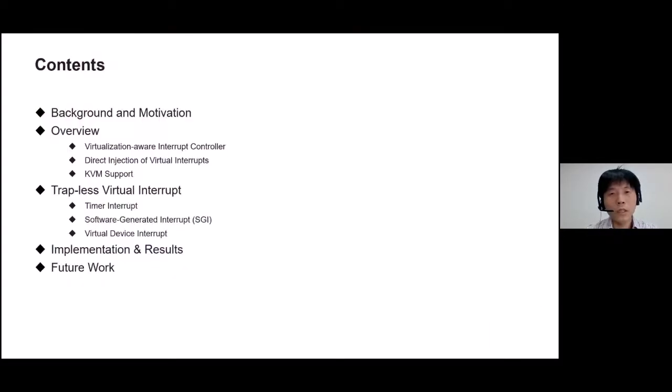In this presentation, I'll first provide some background information on how virtual interrupts are processed on the current RISC-V KVM architecture, so as to motivate our proposed improvements. Next, I'll talk in more detail about our improvement, which includes the design of a virtualization-aware interrupt controller and direct delivery of virtual interrupts to a vCPU. Next, I'll show you the detailed implementation in KVM to handle the various kinds of virtual interrupts and vCPU state changes. I'll also show you some performance results. Lastly, I'll briefly talk about some future work and directions.